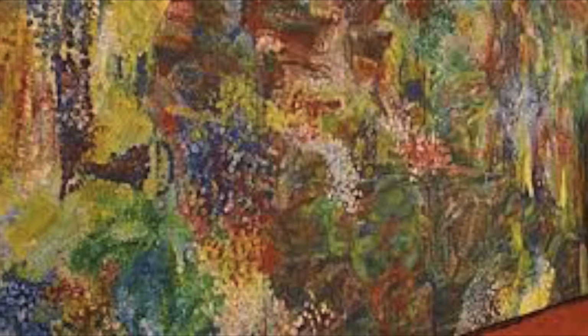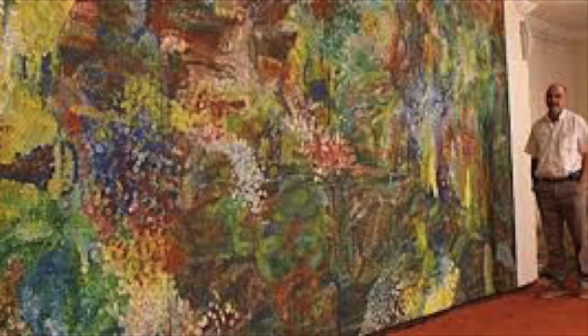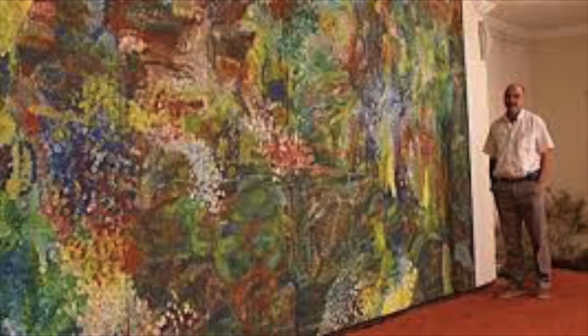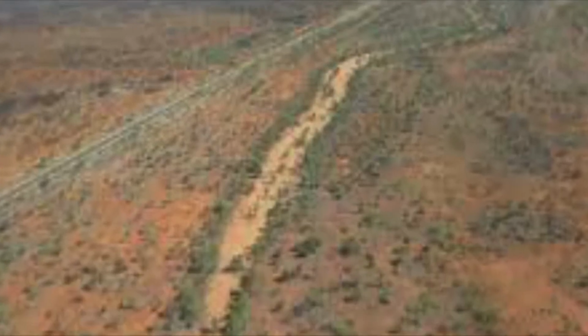Fun fact, in 2007, Earth's Creation was the first work by a female Australian artist to break the $1 million mark at auction. Untitled has been seen as a lyrical mapping of the country, symbolizing the desert in bloom, but could simply be a phenomenal abstract painting. Alhalkur, the country of Kngwarreye's birth, is shaped by a harsh desert.